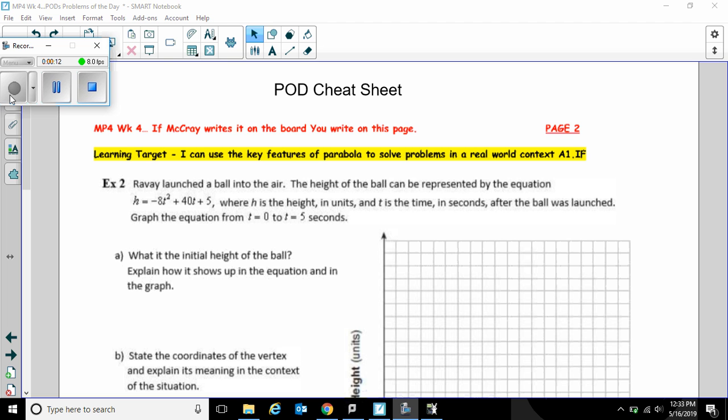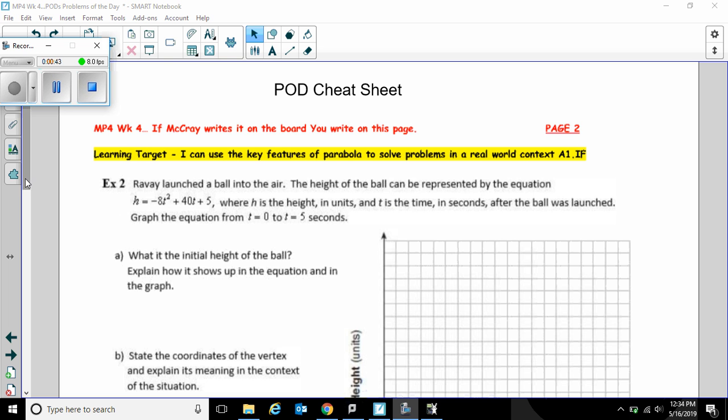So example 2. We've got our girl Reve, and what we see here is that she is throwing the ball in the air, and based on this quadratic function here, the ball is going to start at 5 and go up in the air at a rate of 40 meters per second. And we have our nice parabola or quadratic right here.